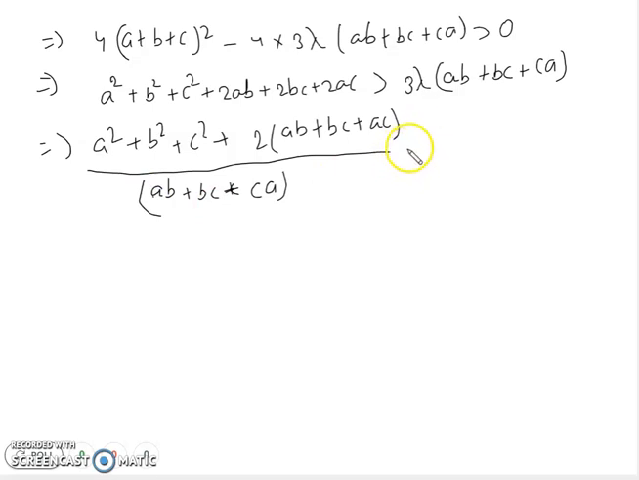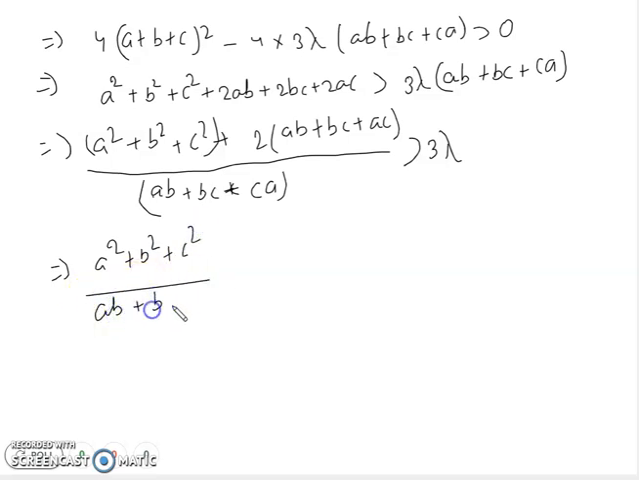We can write here this is less than 3 lambda, guys, and after solving, we can separate the terms, this term divided by this term, so we can write a square plus b square plus c square divided by ab plus bc plus ca, right? And after dividing, this term cancels out, and we will get the value 2 greater than 3 lambda, okay, right? Are you getting my points, guys?